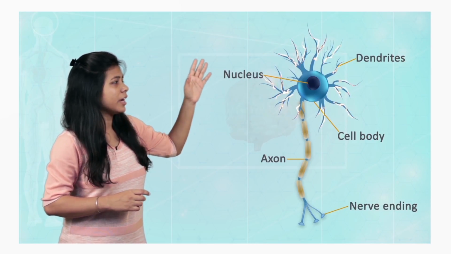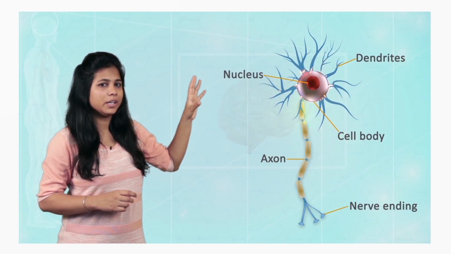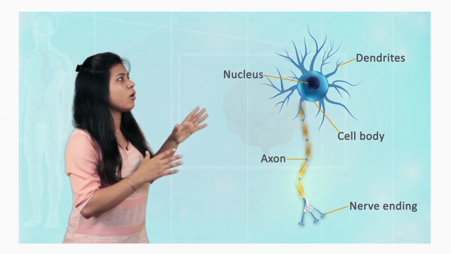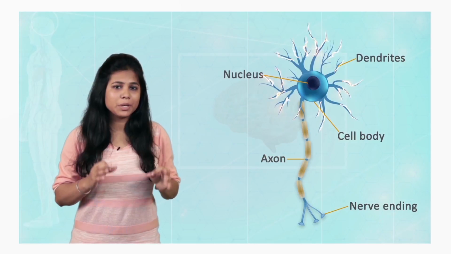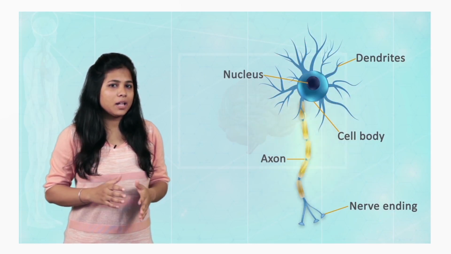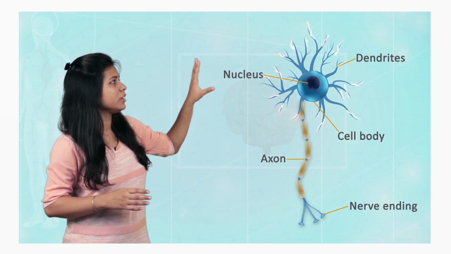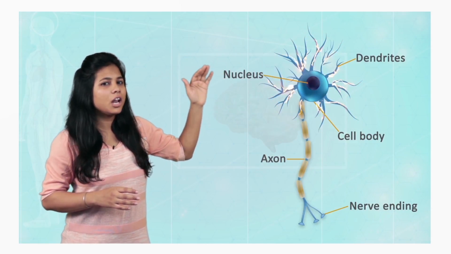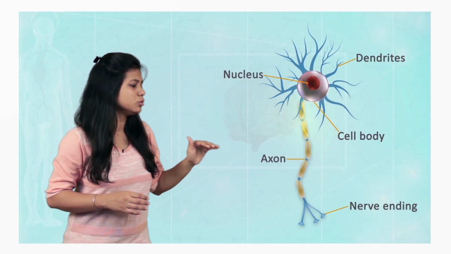Now these dendrites are responsible for acquiring the information and also for generating a chemical change which leads to an electrical impulse. This electrical impulse is transferred from the dendrites to the cell body, and along the axon it travels down to the nerve ending.